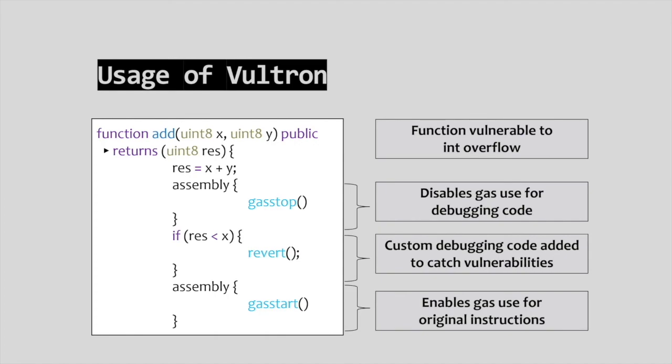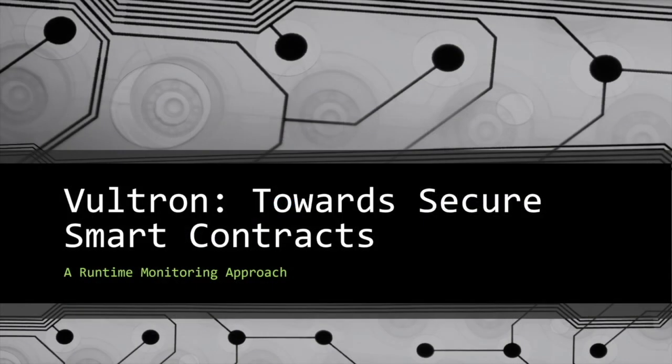This allows us to perform runtime monitoring and dynamically alter the execution flow of the program. Therefore, through the use of Vultron to detect and mitigate vulnerabilities during runtime, we hope to advance towards secure smart contracts. Thank you.